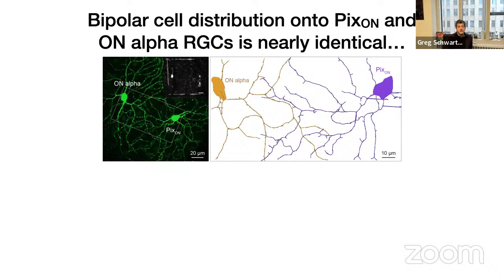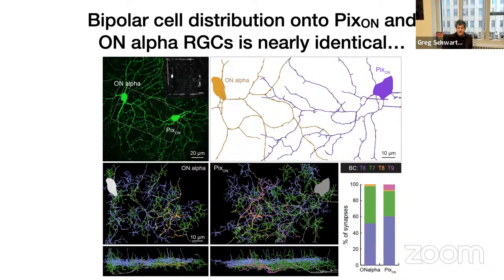So we can pseudo-color the dendrites orange and purple. And now we can trace every bipolar cell input to both of the cell types. By morphology, you can identify type 6, 7, 8, and 9 bipolars. And this is what Wan Qing and Rachel's lab did. And the answer is on the right. Here's the distribution of synapses from the four bipolar cell types onto the on alpha and the pixon.